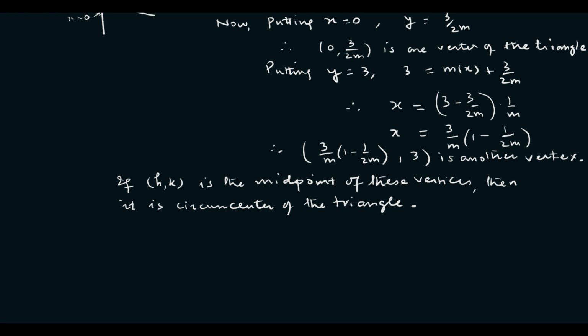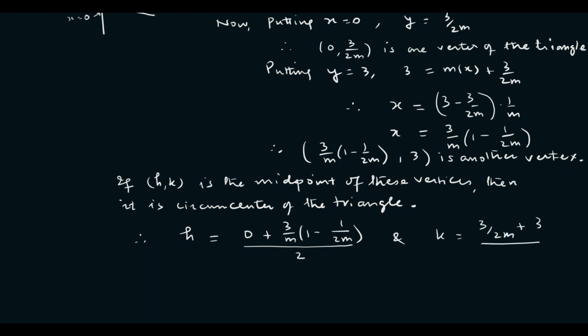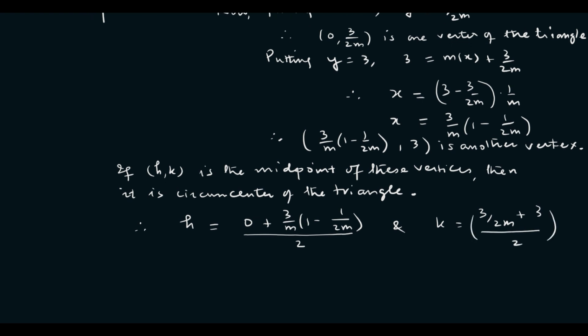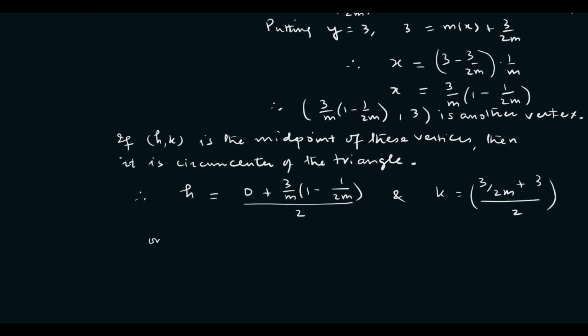Right. So now we say if hk is the midpoint, then h will be equal to (x1 plus x2) by 2, and similarly k will be (y1 plus y2) by 2. This way we get two equations now. We need to finally get the relation between h and k, so we need to eliminate m from these two equations. So what do we do? We simplify it first.